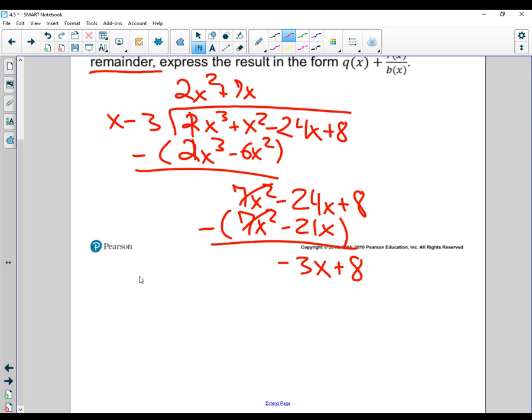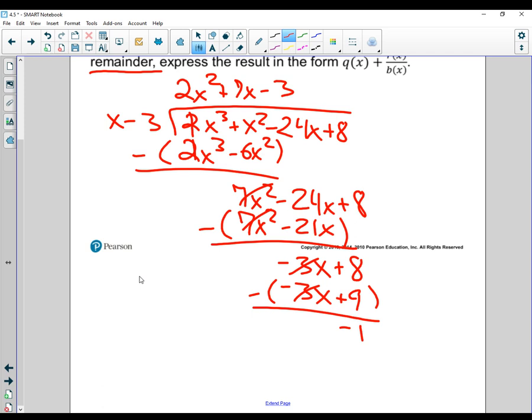And then I need to times it by minus 3 to get minus 3x plus 9. Subtract the whole thing. And we get those go away. -1.